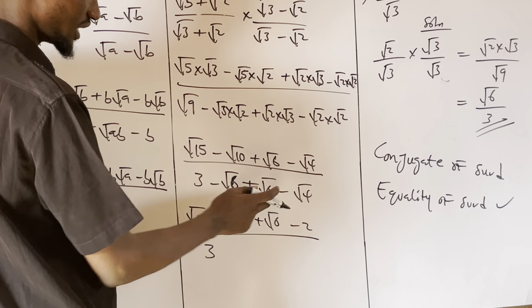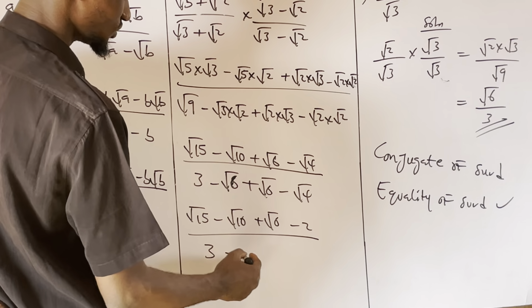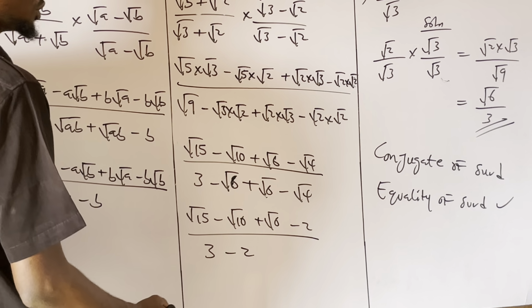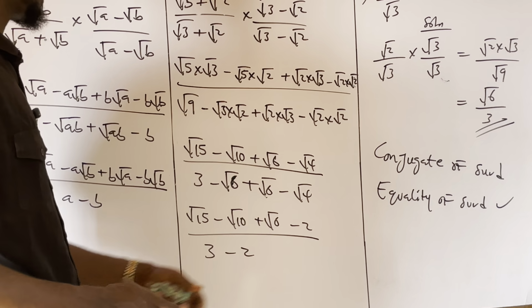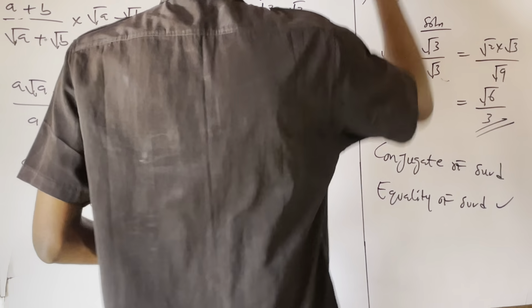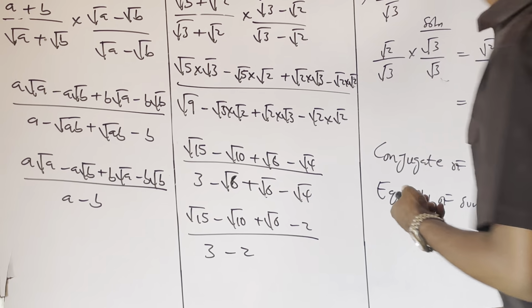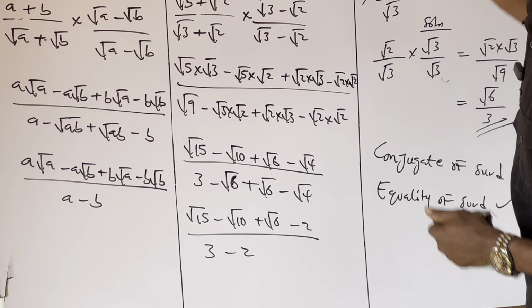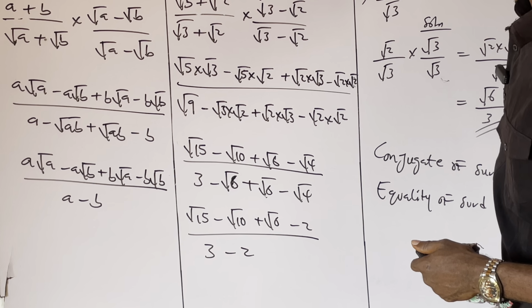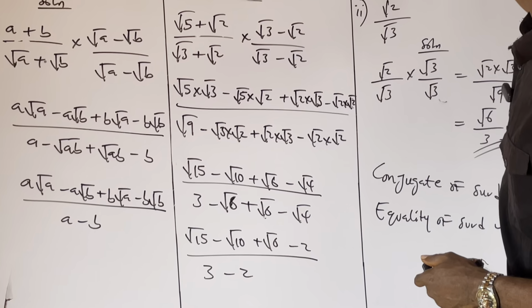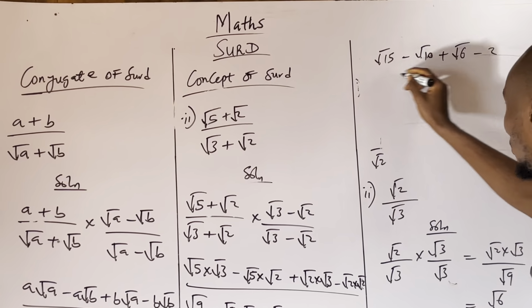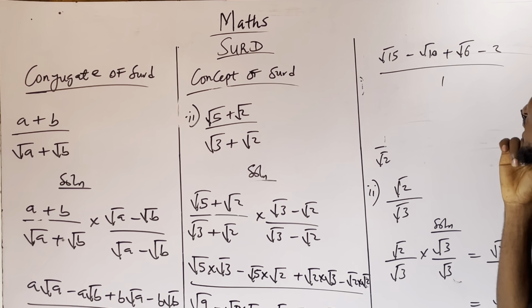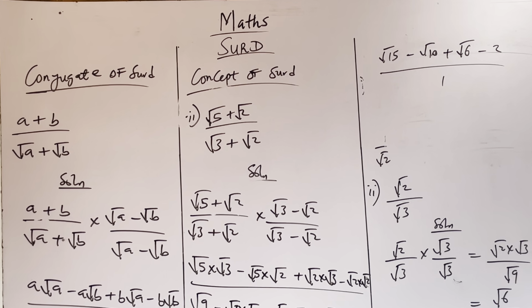The root 6 terms will cancel out, right? We have root 4 is 2. So we end up having root 15 minus root 10 plus root 6 minus 2 over 1. So we stop there because that is where we stopped.